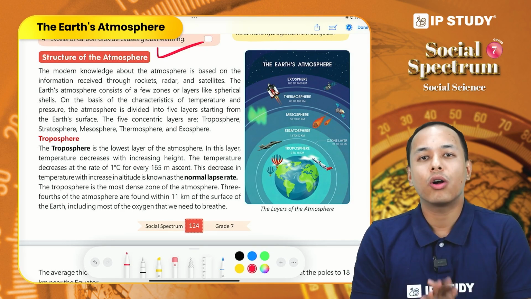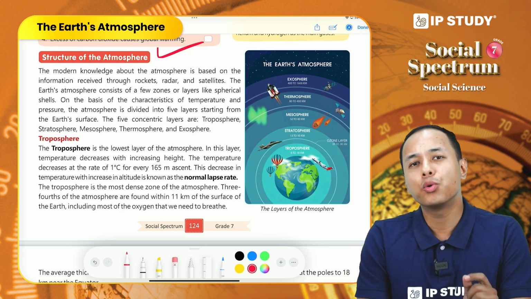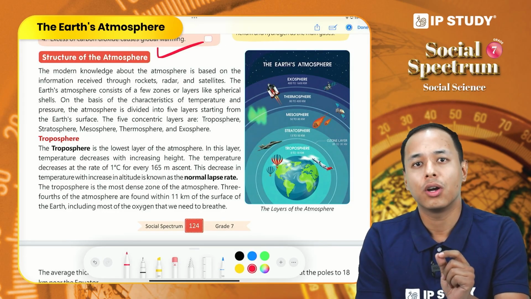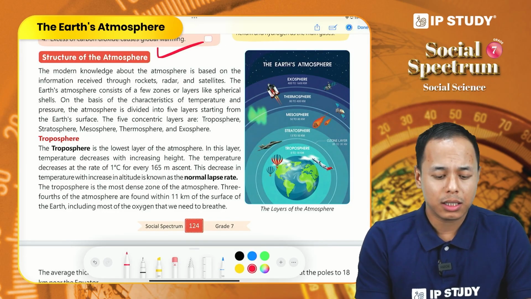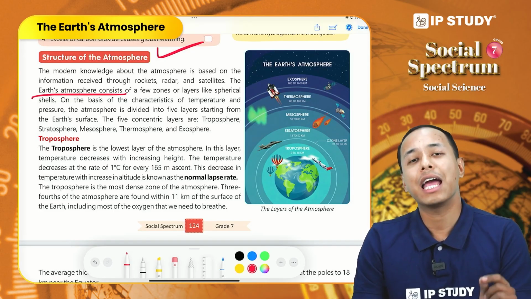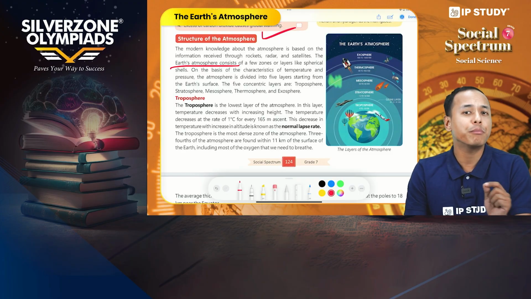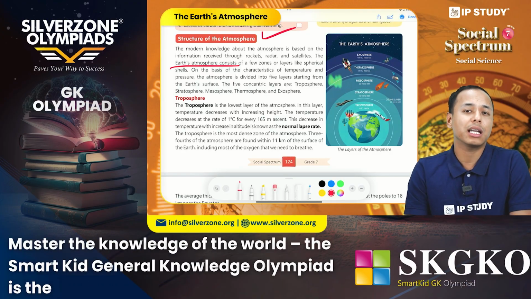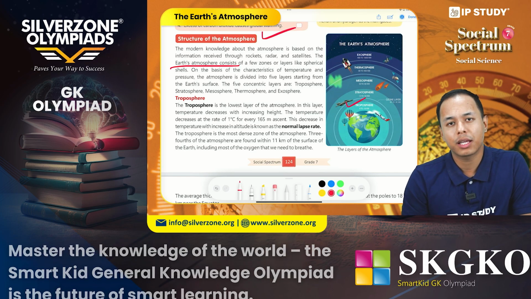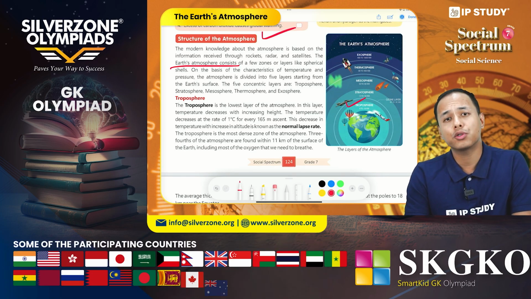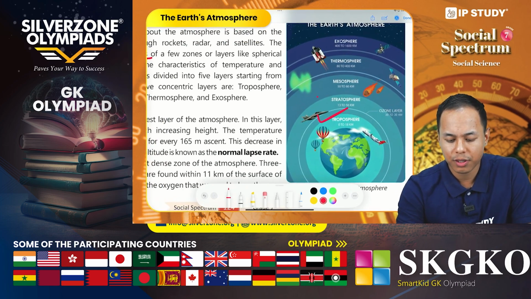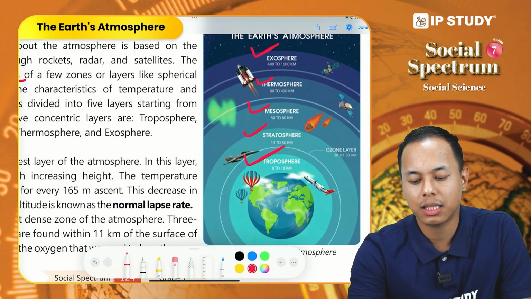The modern knowledge or information about the atmosphere has mostly been derived from the data given to us by radar, satellites or rockets. So we know that the earth's atmosphere consists of a few different zones or layers, and based on the characteristics of temperature and pressure, the earth's atmosphere can be classified into 5 important layers. These are the troposphere, stratosphere, mesosphere, thermosphere and exosphere, as shown in this diagram. If you can see here, troposphere, stratosphere, mesosphere, thermosphere and lastly exosphere.